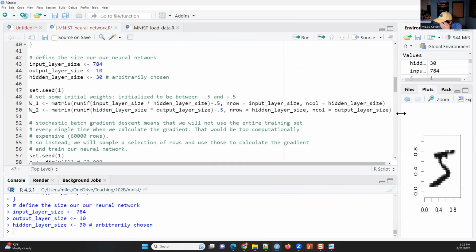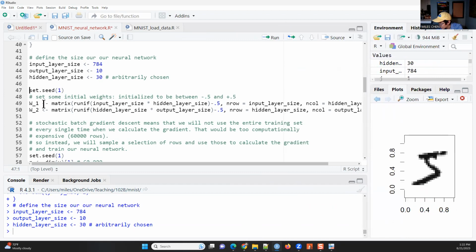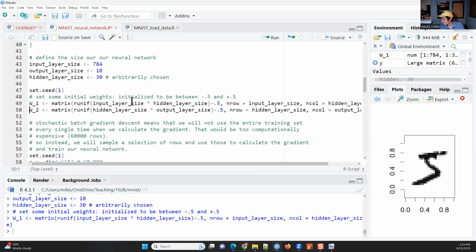Okay, so my code, I'm going to set up my matrices. For my first weight matrix, I'm going to do 784 by 30, and generate a bunch of random values between negative 0.5 and 0.5. So I'm going to use runif. runif generates values from 0 to 1, and I'm going to offset that by negative 0.5, so now it's generating values from negative 0.5 to positive 0.5. I'm going to populate my W1 matrix with that, and then do the same thing for my W2 matrix.